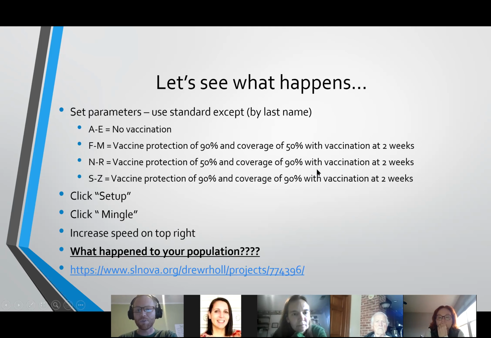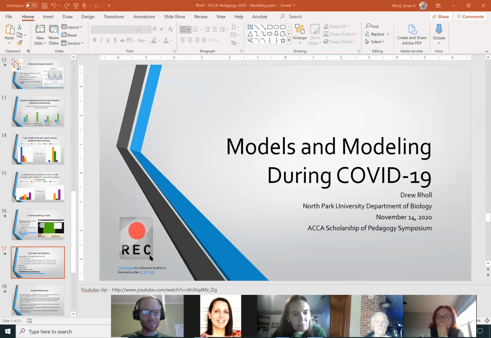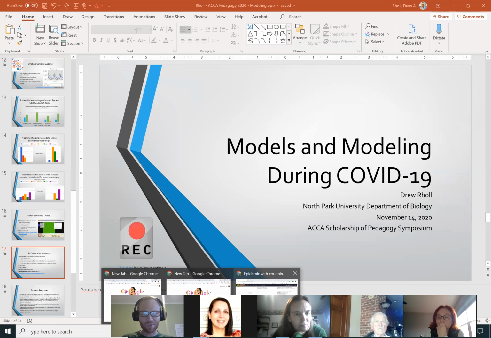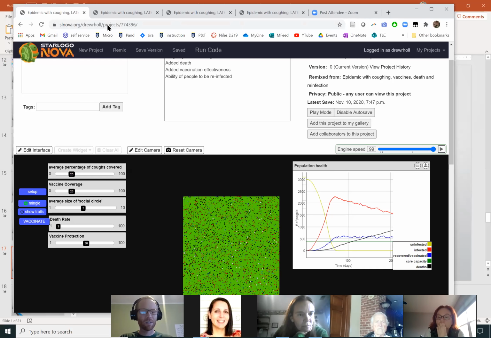And what you'll see is for those people who are going to vaccinate, there's actually a vaccinate button. You're going to have to press that button at about 2 weeks or 14 days. So what you're going to do is click setup, then mingle, and the agents are going to start moving, and then we're going to see what happens. So I'm going to try to open that up, and feel free to play with it.